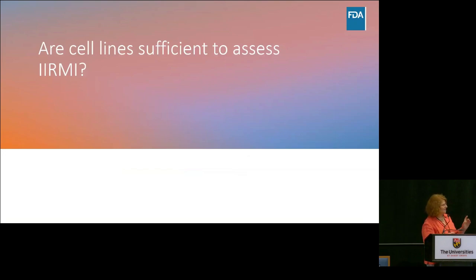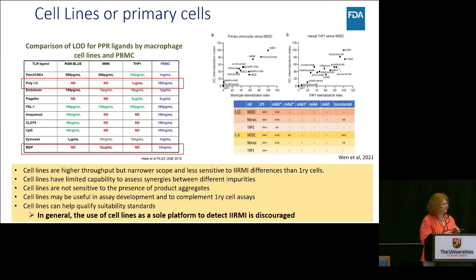Another thing that was discussed in the previous talks, but I thought I would touch on, is whether cell lines are sufficient to look at RMI assays. Back in 2015, we published an assay. We compared the use of 3 cell lines, RAW Blue, MM6, and THP-1, with PBMCs as a way of measuring RMIs. In doing that, what we said was, none of these individual cell lines is particularly complete in the way of looking at impurities.